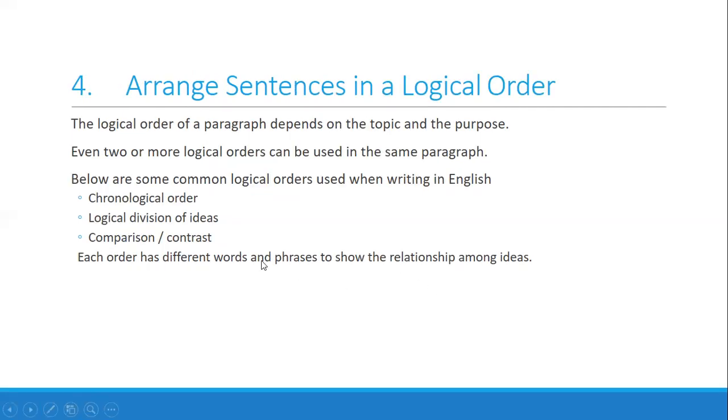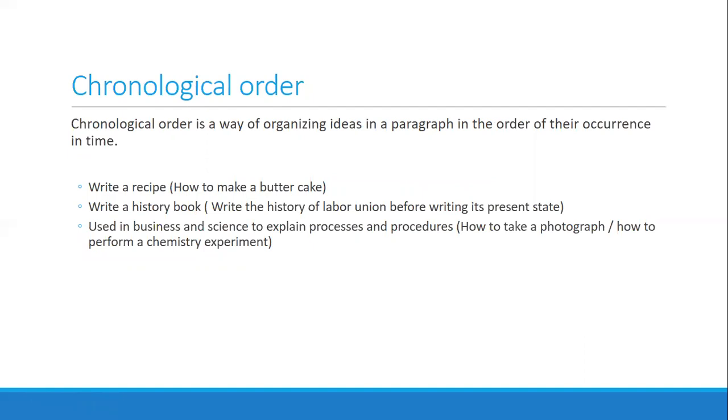So the first one is chronological order. Chronological order is a way of organizing ideas in a paragraph in the order of their occurrence. යම් කිසි දෙයක් සිදු වෙච්ච අනුපිළිවෙලට අපි කරුණු ඉදිරිපත් කරනවා නම් ඒකට තමයි chronological order කියලා කියන්නේ. So if you are going to talk about a certain topic on the way it occurred, then chronological order is a way of organizing ideas in a paragraph in the order of their occurrence in time, right?